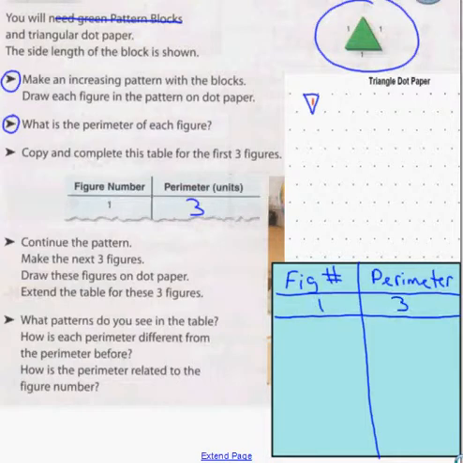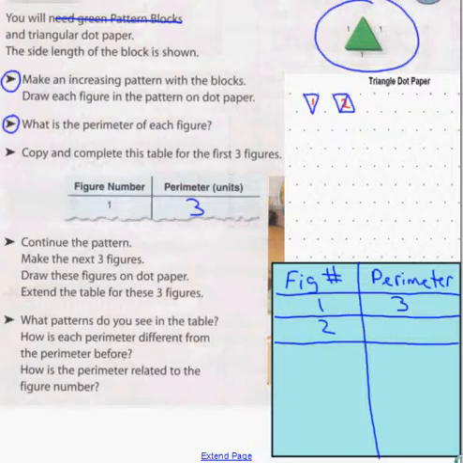Well, we're going to put in figure 2. So that means we're going to draw another figure, and we're going to put 2 triangles in there, and that will be figure 2. Alright, so I'm going to start off by doing the same thing. I'm going to draw 1, and then I'm going to draw another triangle right beside it. Okay, and we're going to call this figure 2. I'll put a red 2 in there, so figure 2.